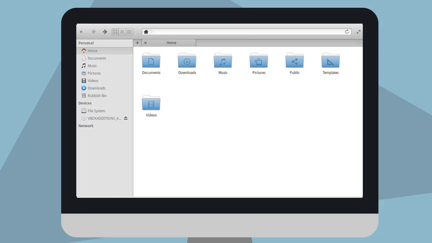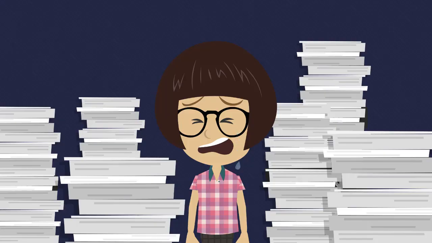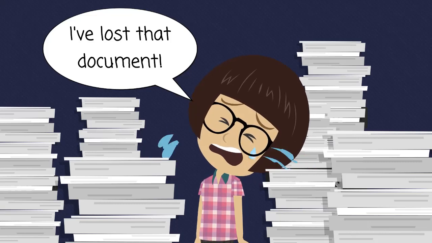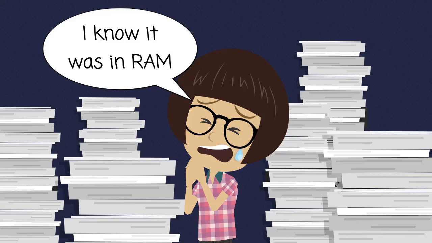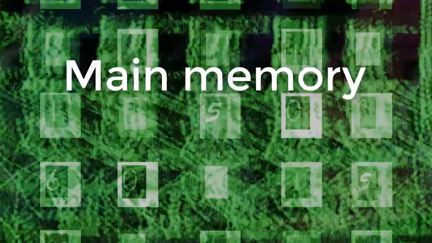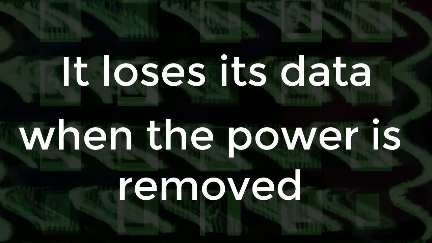The same thing goes for files and documents. The task sheet you're working on right now is open in RAM. But what about in a year's time when you come to revise for your exams? It won't still be in RAM by then. As you know, main memory is volatile, i.e. it loses its data once the power is removed.